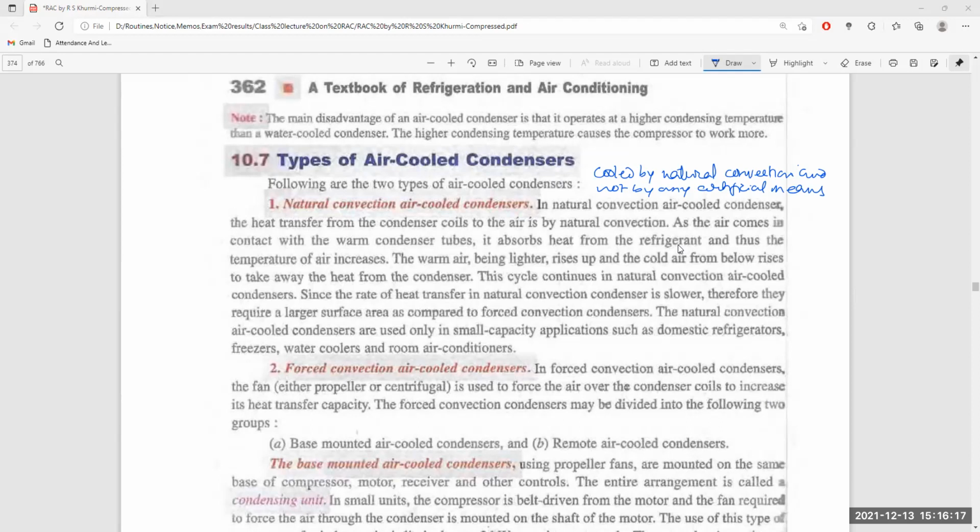Next comes the forced convection air-cooled condenser. In the forced convection system, a fan, either a propeller fan or a centrifugal fan, is used to force the air over the condenser to increase the heat transfer capacity. The forced convection may be a base mounted air-cooled condenser or a remote air-cooled condenser. Here we force air by means of a centrifugal fan or propeller fan over the tubes, thus reducing the temperature of the tubes.